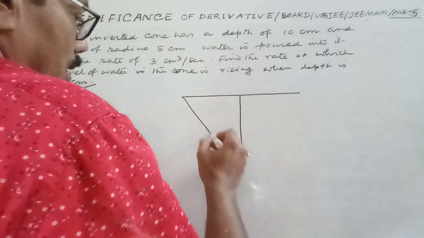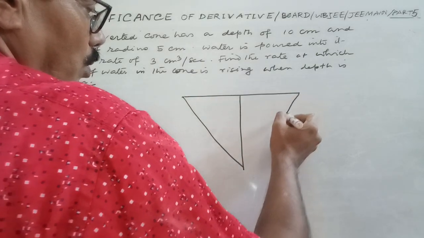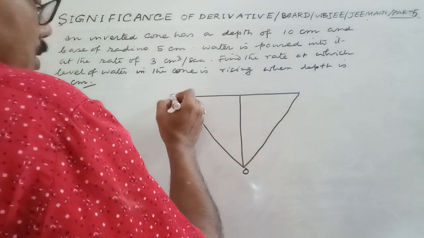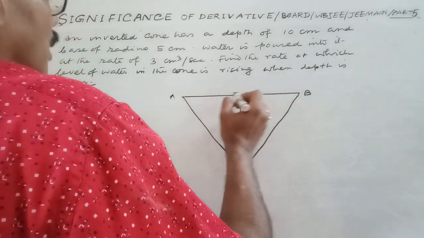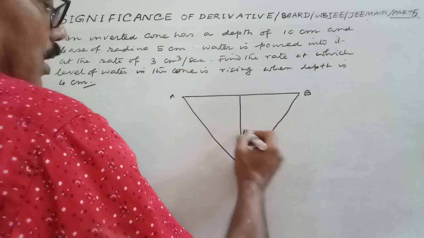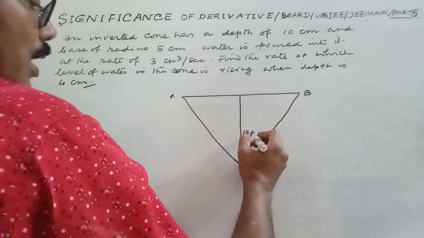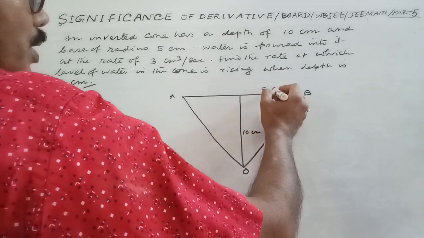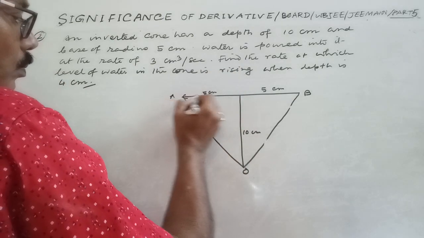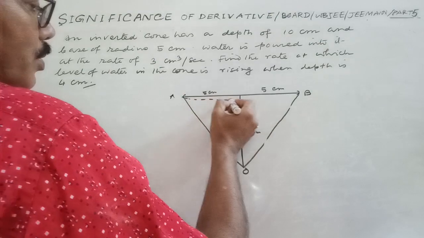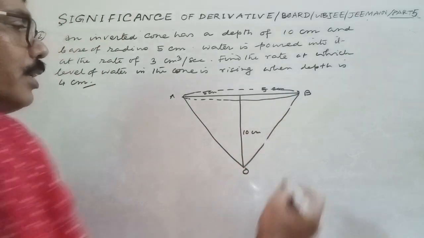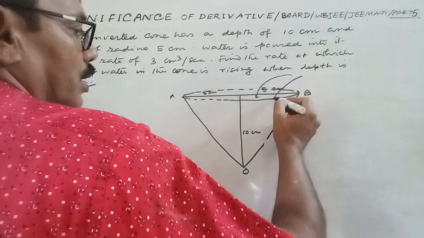Inverted means vertex downward. So this is shape of cone. This is O, this is A, this is B. So what is the depth? Depth is 10 cm and radius is 5 cm. This is also 5 cm. So initially, this is empty. Now water is poured into it.